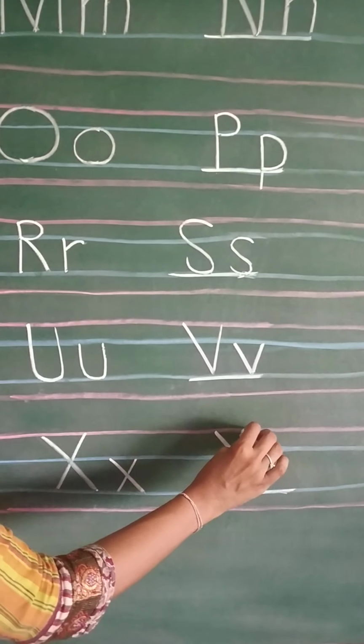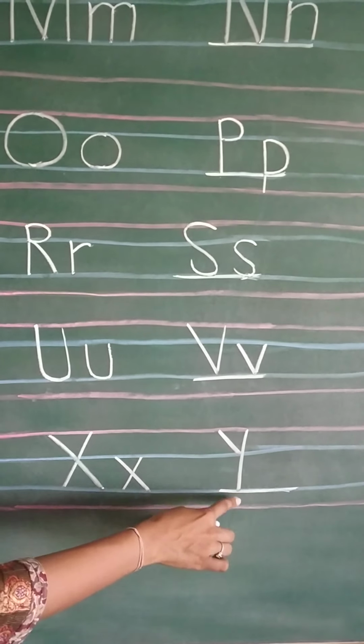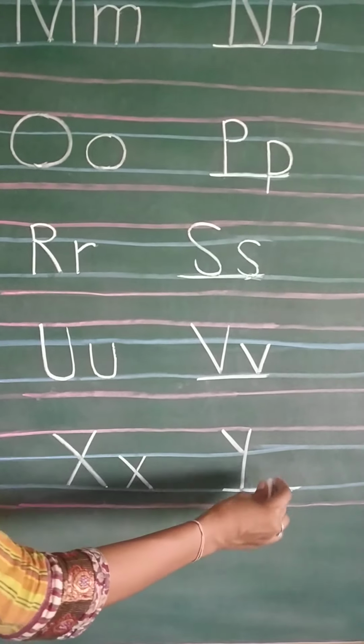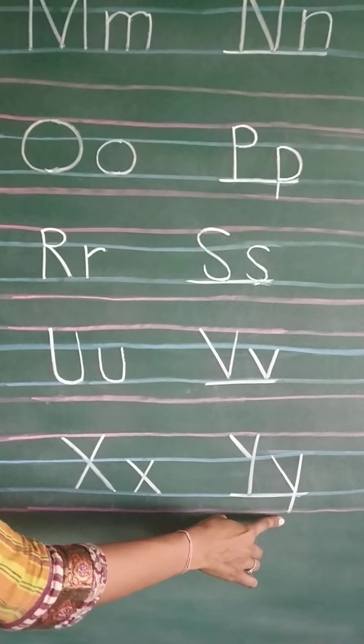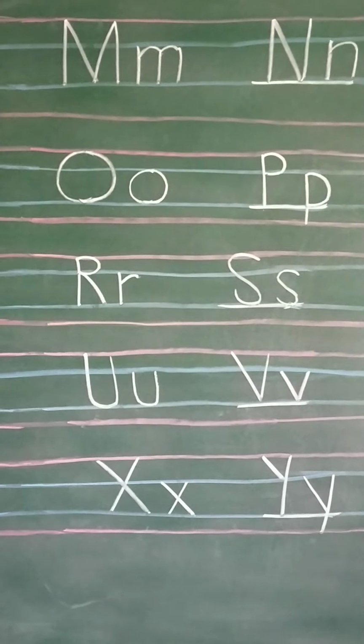Slant line, again slant line. This is capital Y. Now small y: slant line, again slant line. This is small y. Okay, children.